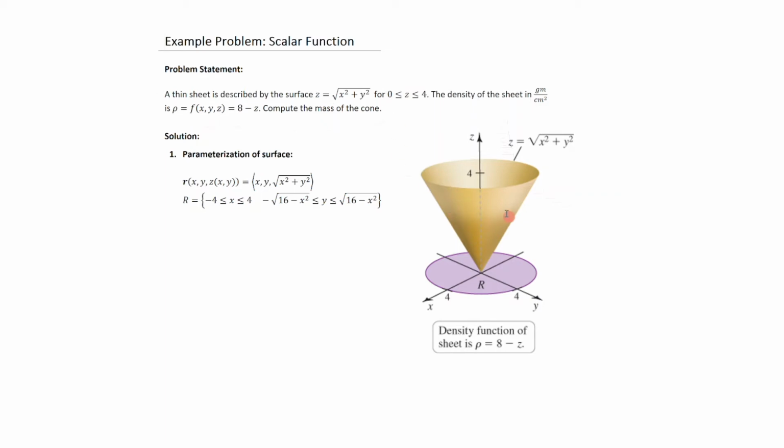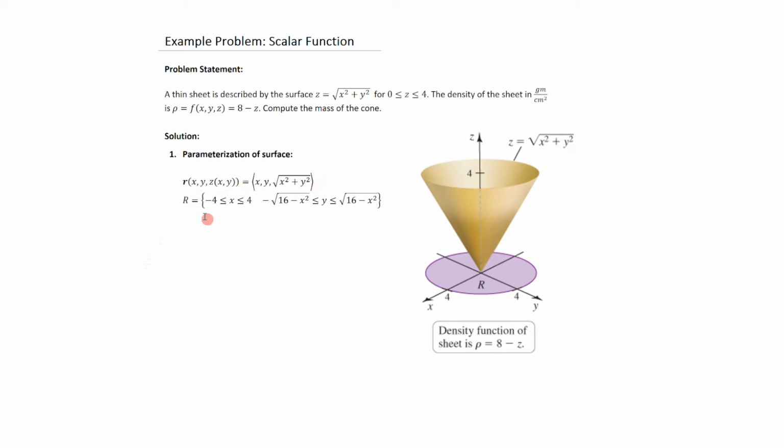So this is a surface density of mass on this cone, and we want to know what the total mass of this cone is. So again, step 1 is parameterization of the surface, and that's just going to be position x, y, and z, where z is a function of x and y. We know what the z value is. It's just the square root of x squared plus y squared. So here's our position vector.